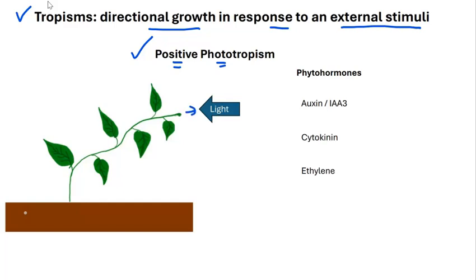There's a unidirectional source of light here, and the plant is going towards that. So photo, and then tropism, the directional growth. The phytohormones for this particular part are the auxins, and in particular, indole 3-acetic acid is the active phytohormone. Let's take a look at this.